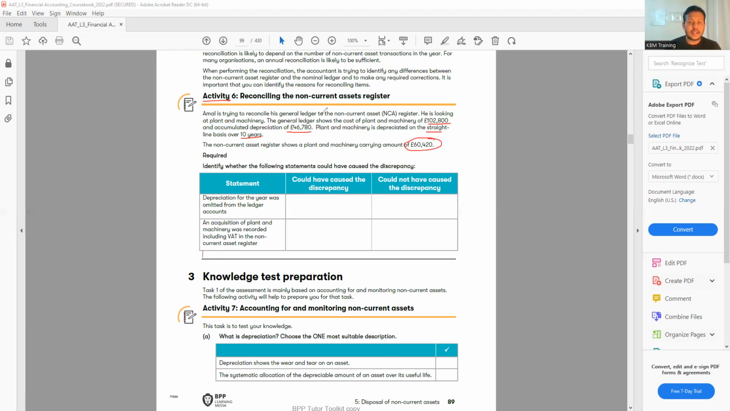So it should reconcile. The carrying amount should be cost minus the accumulated depreciation. If this doesn't match, there should be a reason for that, and we have to know what the reason is. So if we try to find the difference, 102,800 minus the depreciation 46,780 gives me 56,020. That means it's not matching. So you have to know why the difference is coming.